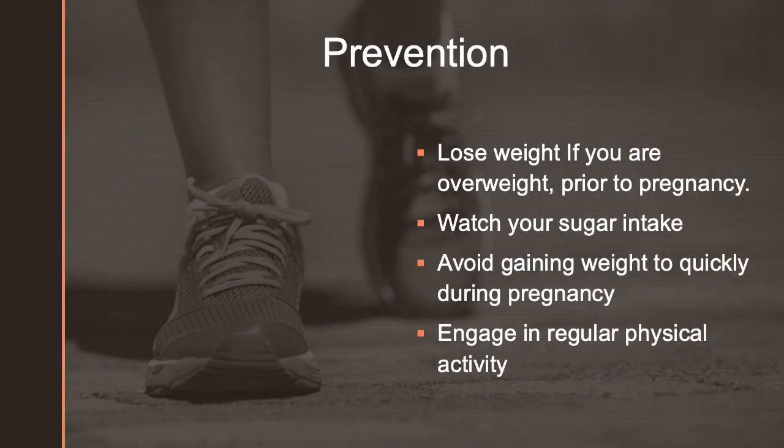What are some ways that you can prevent gestational diabetes? First, you could lose weight if you're overweight prior to pregnancy. You can watch your sugar intake. You can avoid gaining weight too quickly during your pregnancy. And be sure to engage in regular physical activities. You want to make sure you're eating a healthy, balanced diet and that you're watching your blood sugars to make sure you are not possibly developing gestational diabetes.